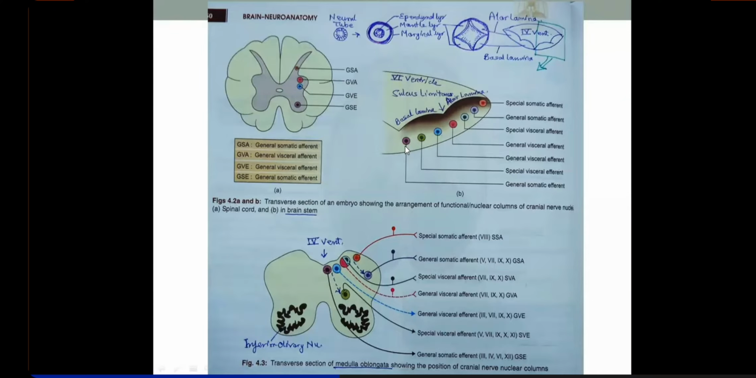So now it is clear. This pattern will be followed in the entire brainstem, right? So remember that M for medial, M for motor, this will be followed everywhere. Efferents are placed here and afferents laterally.